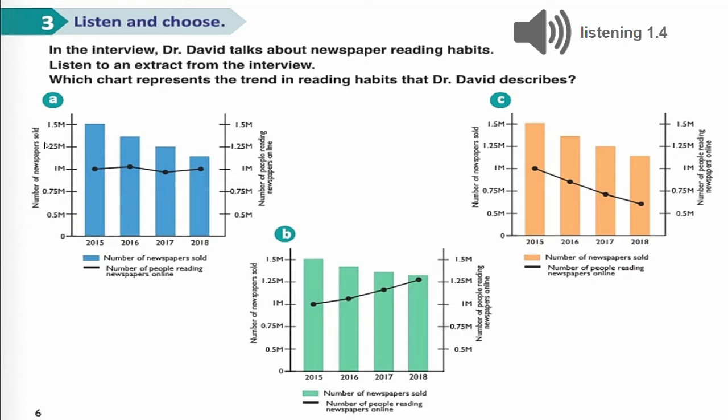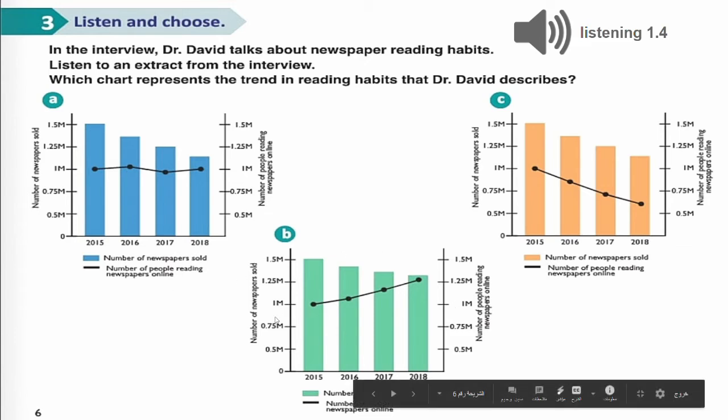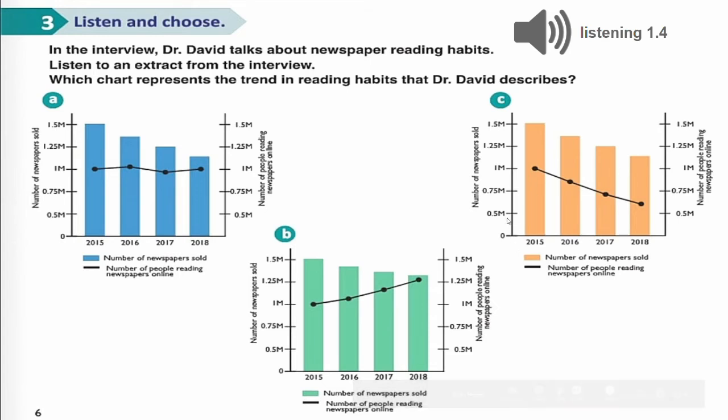The blue color of the bars shows the number of newspapers sold, and the black line shows the number of people reading newspapers online. The same features in the 3 bar charts, but with different numbers. So let's listen to the trend, then decide which chart describes this trend in reading habits. Here we go.